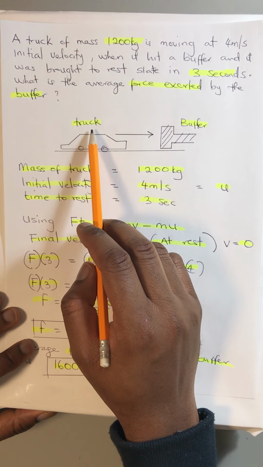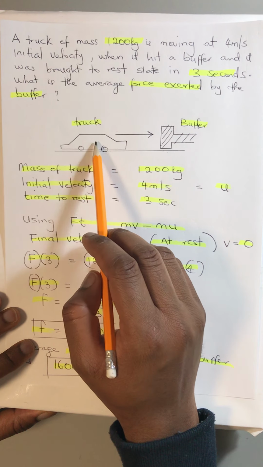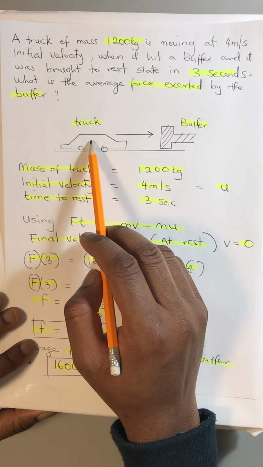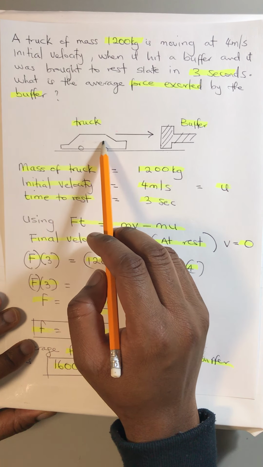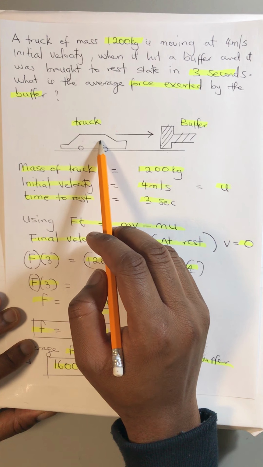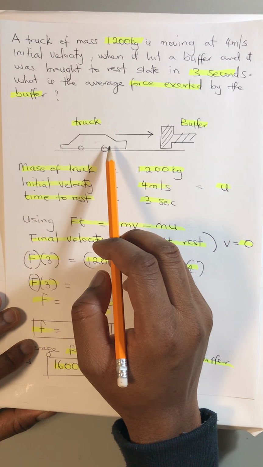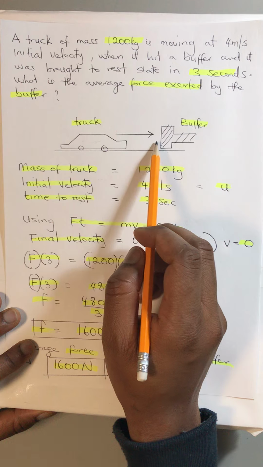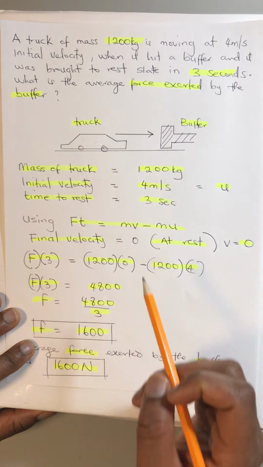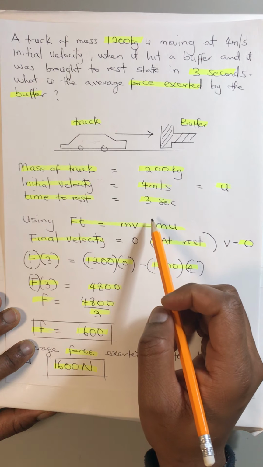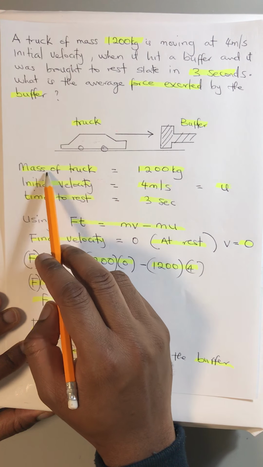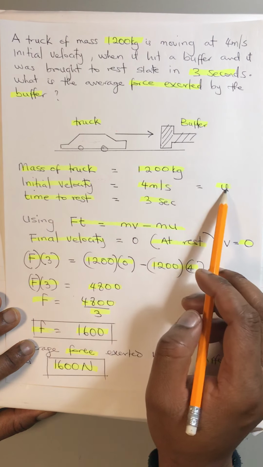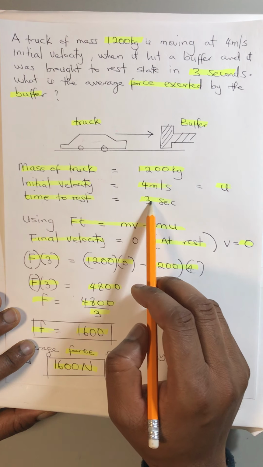Now, by using the illustration diagram below, a truck, a vehicle, traveling at 4 meters per second with a mass of 1,200 kg, hit a buffer and was brought to rest after 3 seconds. Now we are asked to calculate the force exerted. Now let's pull out our parameters. The mass of the truck, m, is 1,200 kg, our initial velocity, u, is 4 meters per second, and the time to rest, t, is 3 seconds.